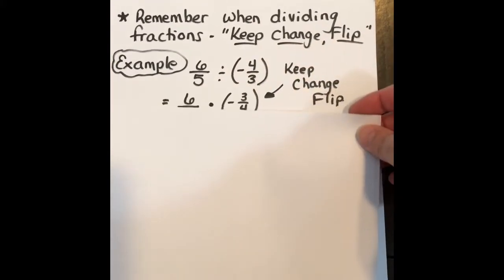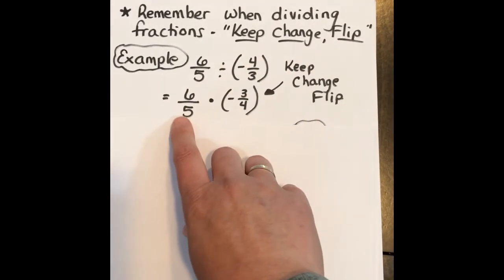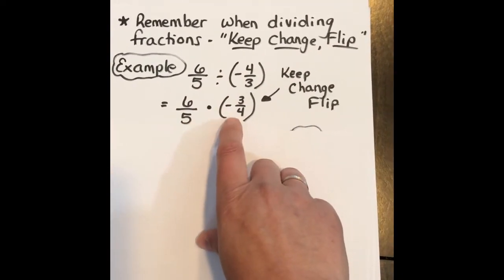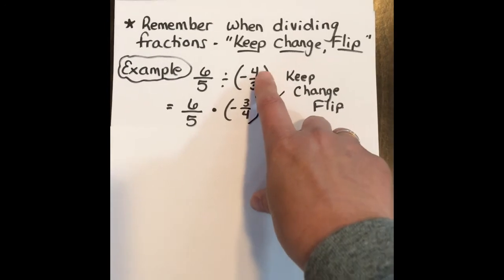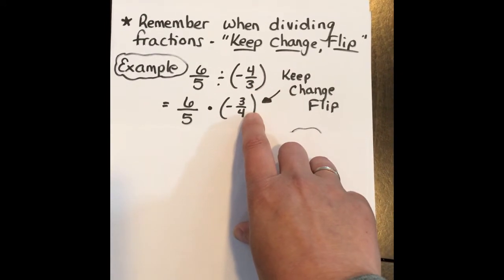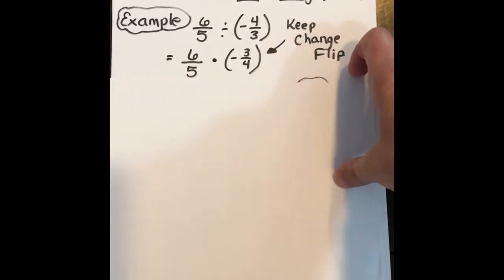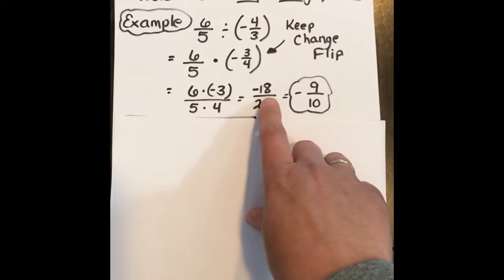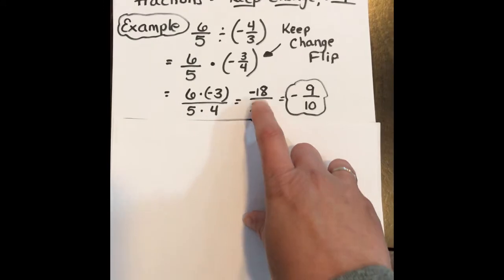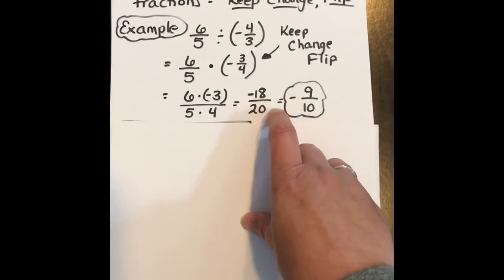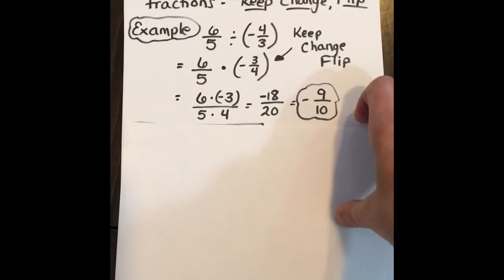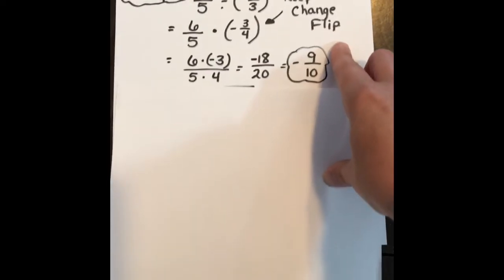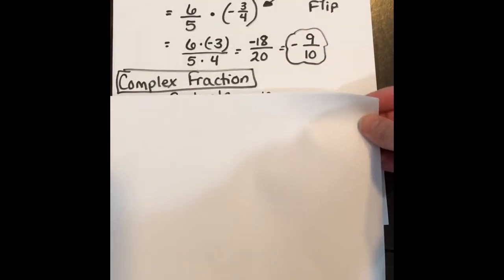So you're going to keep, change, flip: keep the 6/5, change it to multiplication, and then flip the negative 4/3 to negative 3/4. Multiply across the top, multiply across the bottom. You're going to get a negative 18 over 20, which can be simplified if you divide by 2 on top and bottom. You're going to get negative 9/10. So remember the keep, change, flip rule.